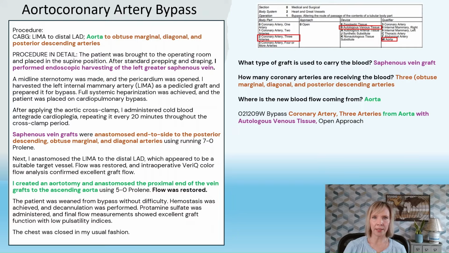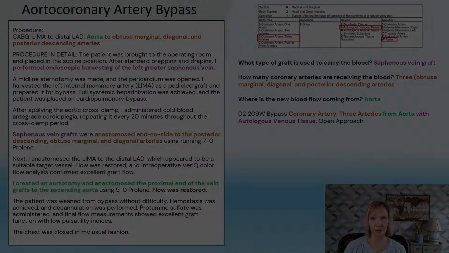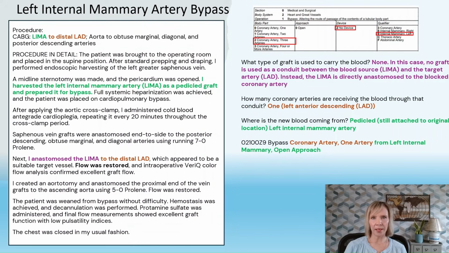Finally, we need to identify the source of the new blood supply. The surgeon performed an aortotomy and connected the proximal end of the saphenous vein grafts to the aorta, establishing the aorta as the source of blood flow to the 3 coronary arteries. Our final code is bypass coronary artery 3 arteries from aorta with autologous venous tissue open approach. Now let's figure out what code we need for the LIMA to the distal LAD.